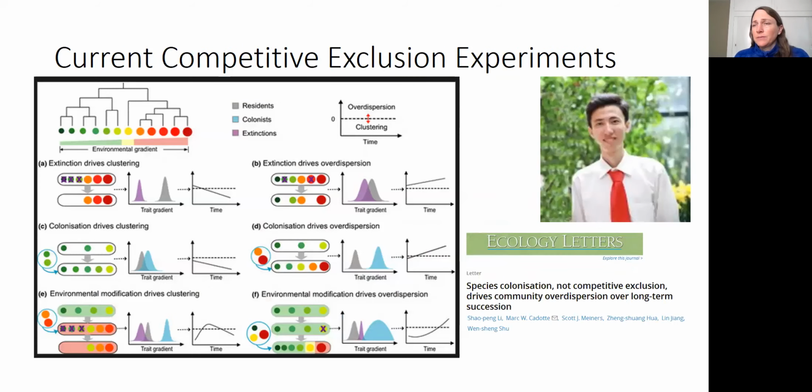And there's lots of current research happening in competitive exclusion experiments. So here's a cool paper by Xiaoping Li and their colleagues from just a year or two ago, showing all kinds of really cool experiments and trait gradients and different competitors and their different realized and fundamental niches.